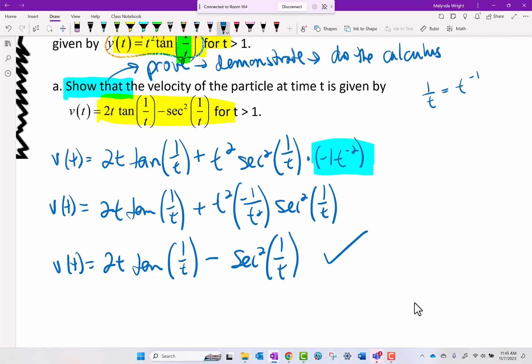Wait, how did you get rid of the piece? Oh, t squared times 1 over t squared is 1. Yeah.